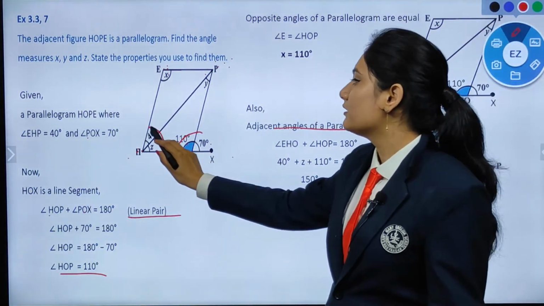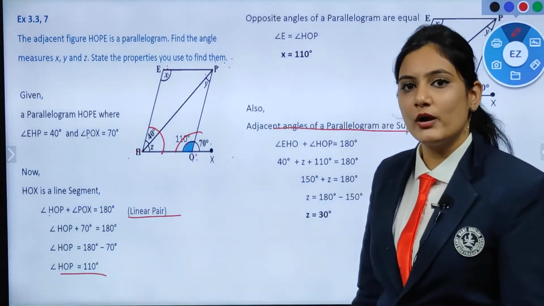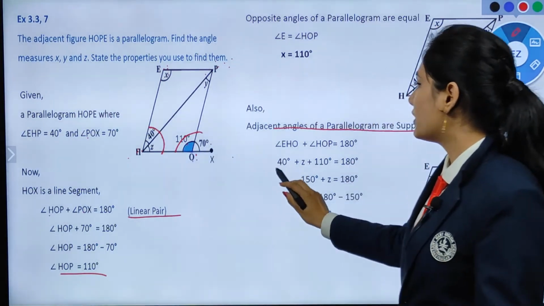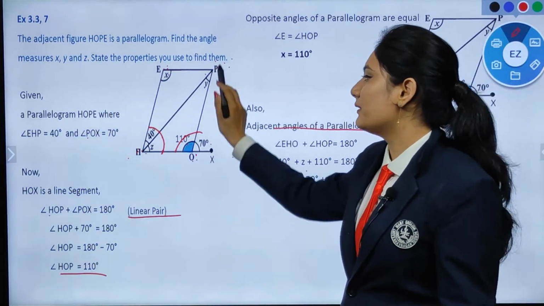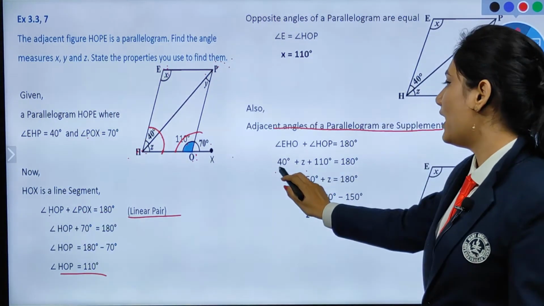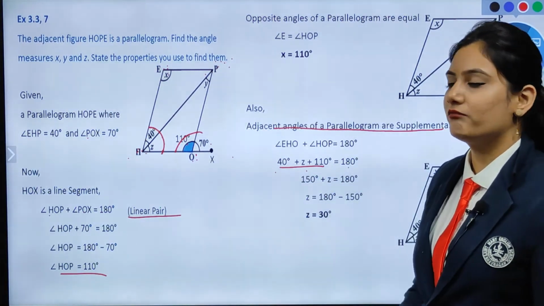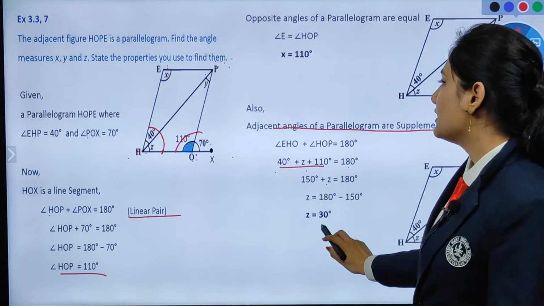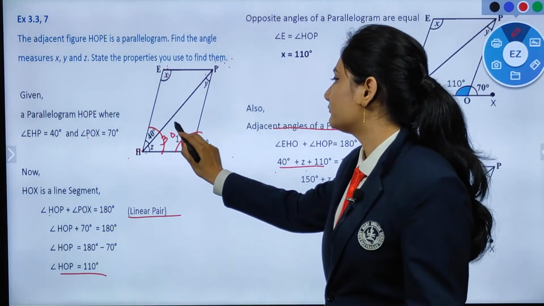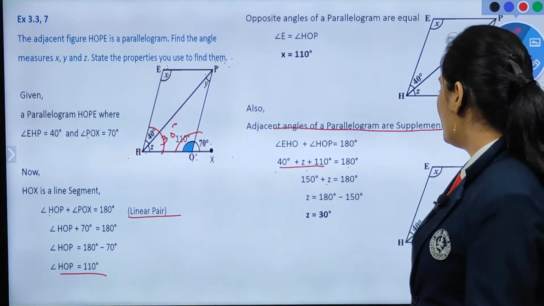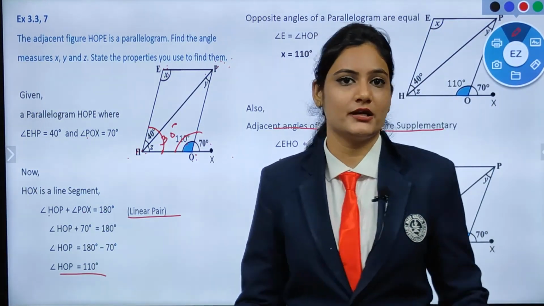So this angle is made up of two angles. Which angles? 40 degree and Z. Then HOP is what? 110. When you add these, all is equal to 180, you will get the answer of Z. Z is equal to 30 degree. Okay children, now you have found the value of Z.